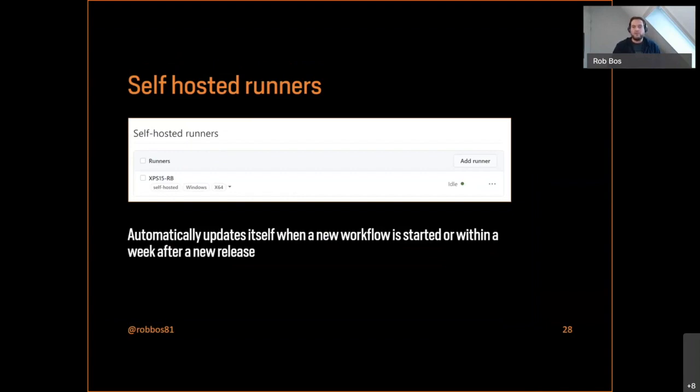A good point to note is that for GitHub runners, you don't have to update them yourself or by hand. They do that automatically whenever a new workflow is executed on them. They check if there's a new version of the runner. If so, they will download it and install it. Or if they don't have any work for a week, they will automatically install it themselves.